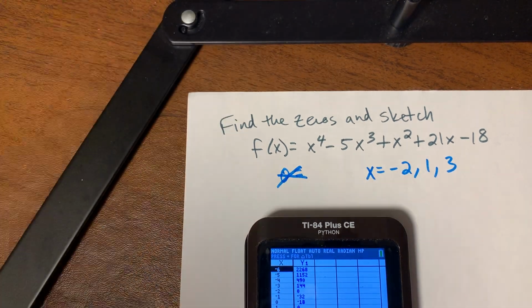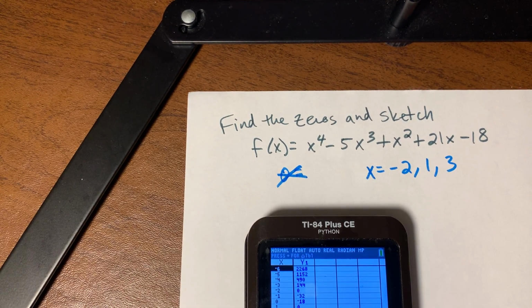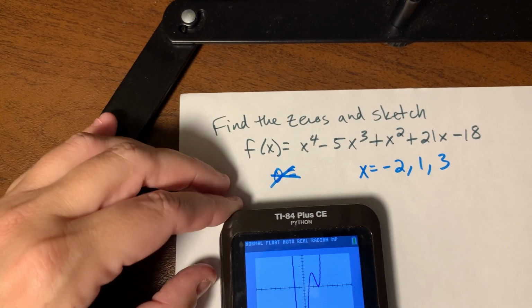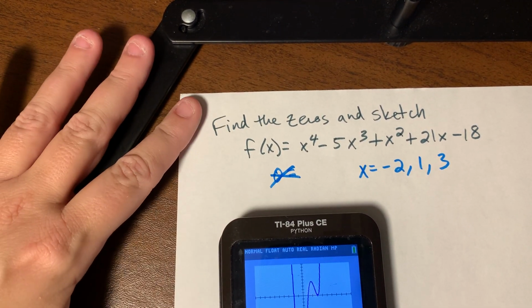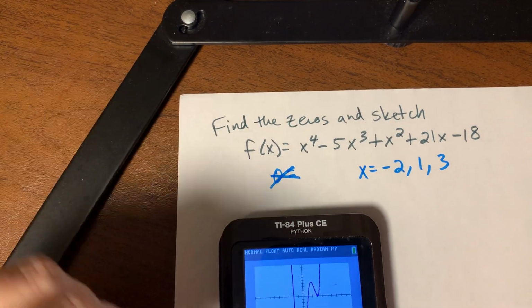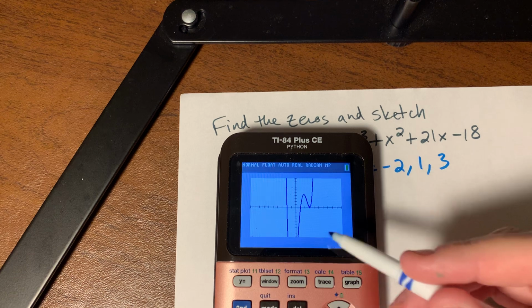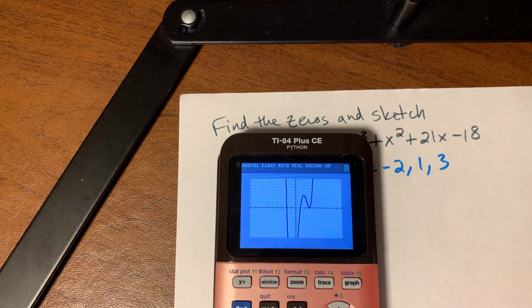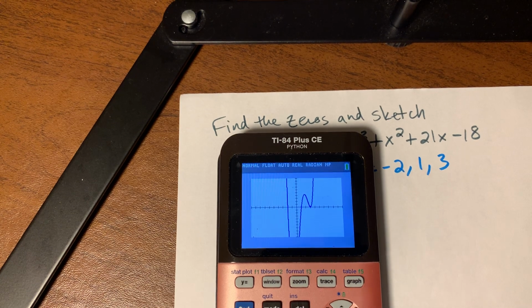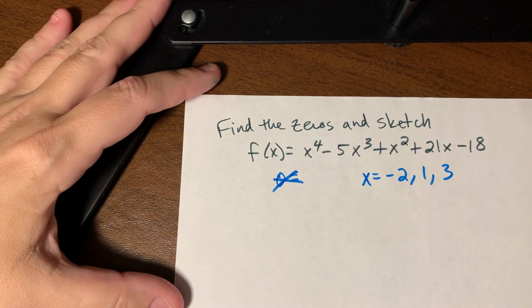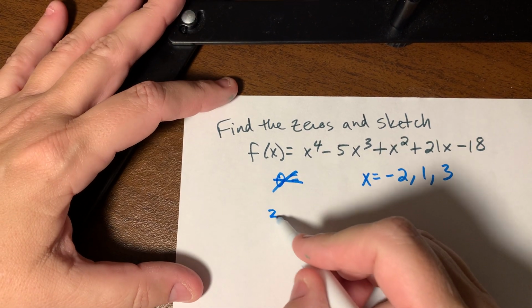Now, if your goal is just to do a quick sketch, then you would be good going off of this information. But if they're asking you to find the zeros as well, we have to also consider multiplicities, which when you look at this thing, hopefully you notice that that's happening here at 3 because the graph is bouncing off the axis, right? So let's use one of these zeros to do some synthetic division. Let's start with 3 because it's positive.